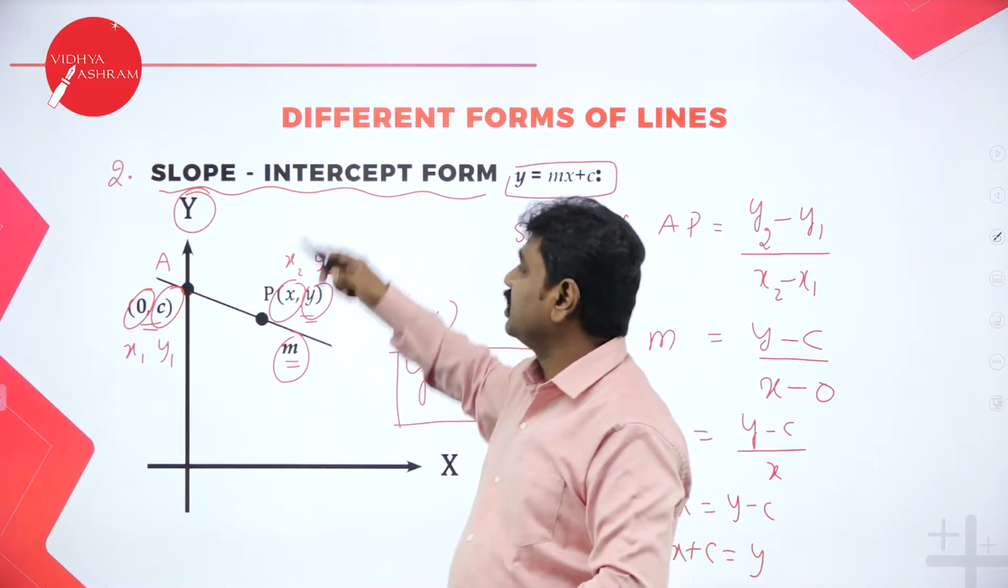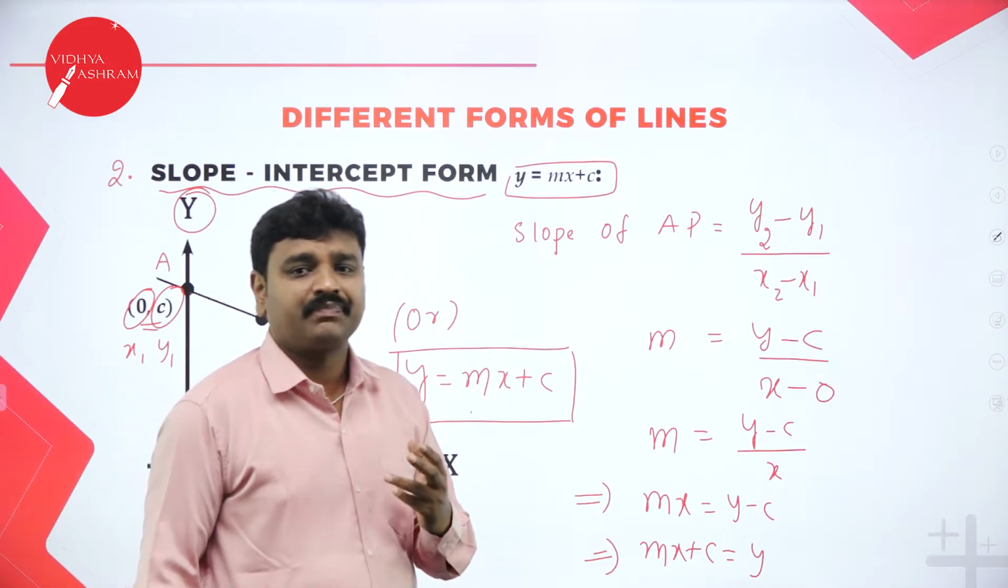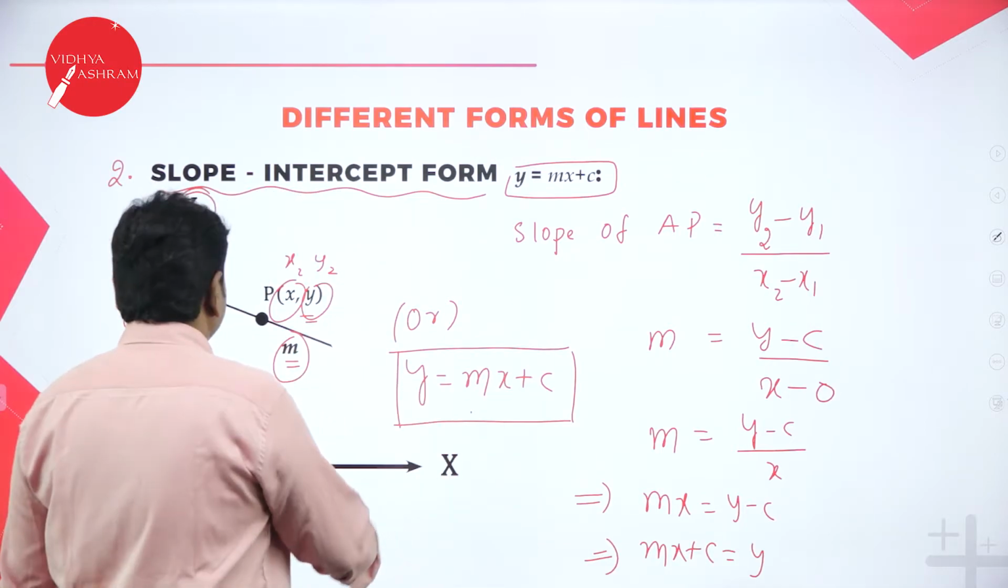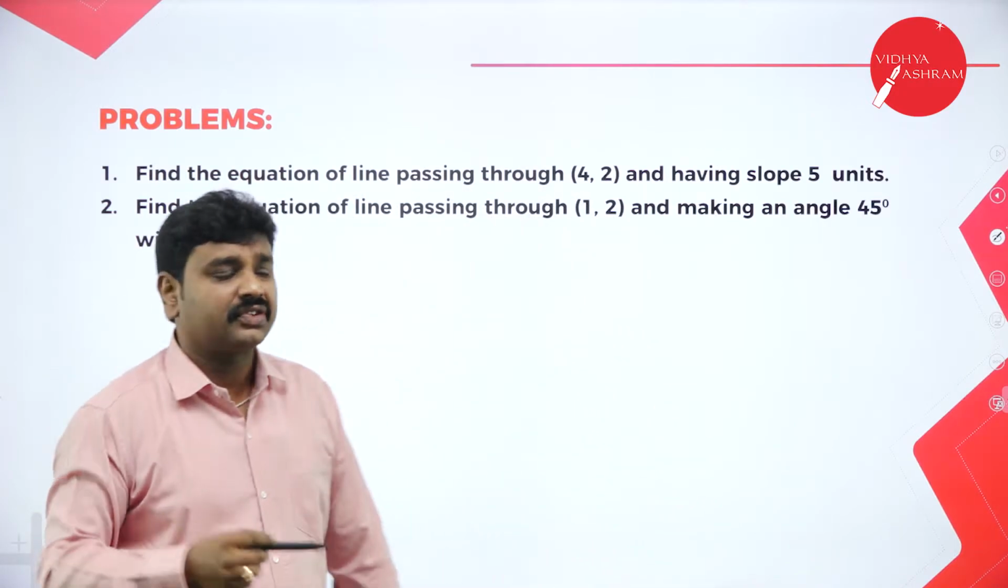What is the second form we learned? Slope intercept form. What is slope intercept form? y is equal to mx plus c. Now further, we'll do some basic level problems on both the cases.